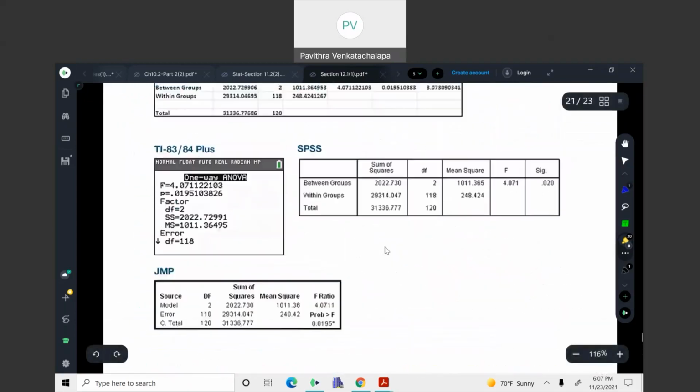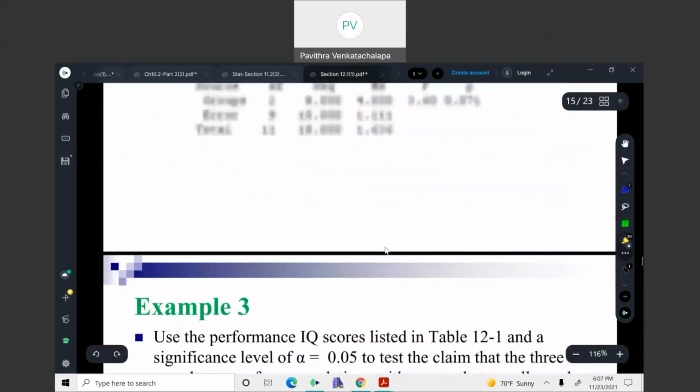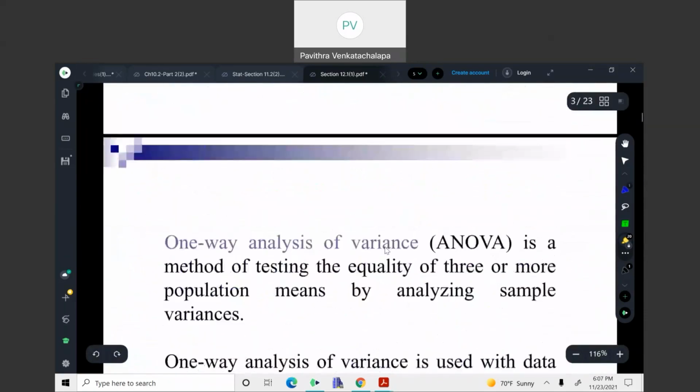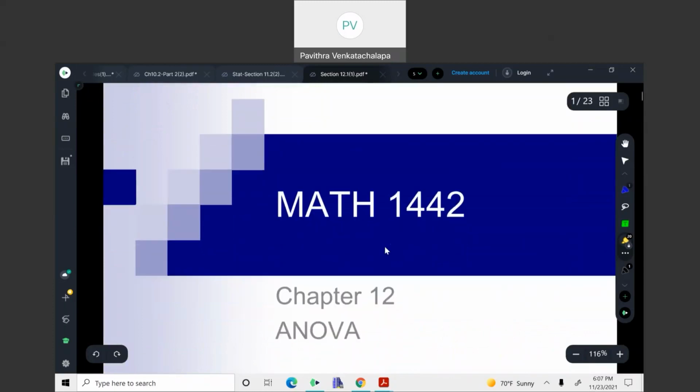Got it? So this will end your section, chapter 12, and the complete syllabus of Math 1442. So if you have any questions or if you have any trouble completing your MLM assignments or quiz, you can always email me, or I can meet you in the office hours, either via WebEx, or most probably I will always be on the campus. So if you want to meet in person, we can do that also.